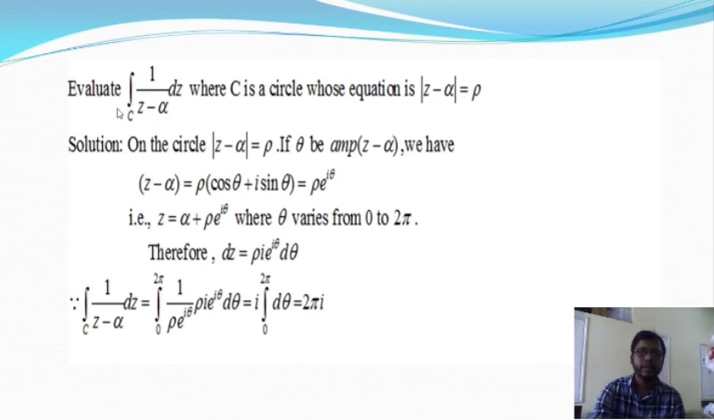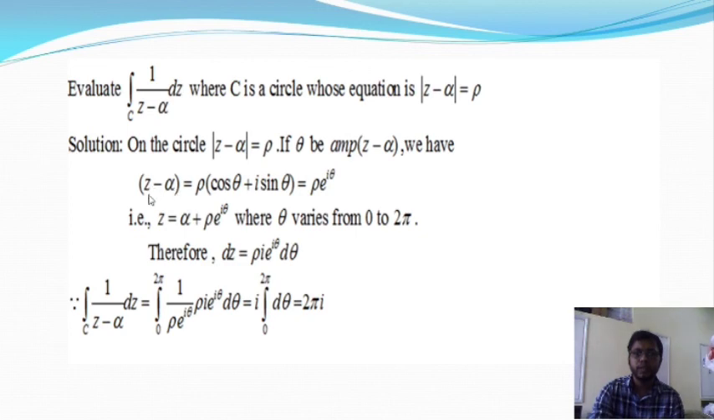After that we are going to take one more example on curve representation. The integration over C of 1 by (z minus alpha) dz, where C is the circle whose equation is modulus of z minus alpha is equal to rho. So here alpha is the center of the circle and rho is the radius of the circle. On the circle, modulus of z minus alpha is equal to rho. If theta be the amplitude of z minus alpha, then from this we will get the parametric form of the circle.